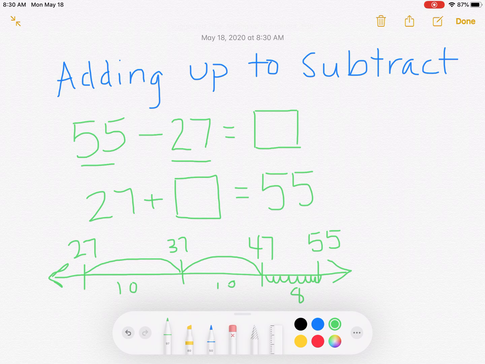Now I can take a look at the leaps and steps that I made. I went up by a 10, a 10, and an 8. What's 10 plus 10 plus 8? 28. So I jumped a total of 28. 27 plus 28 equals 55.